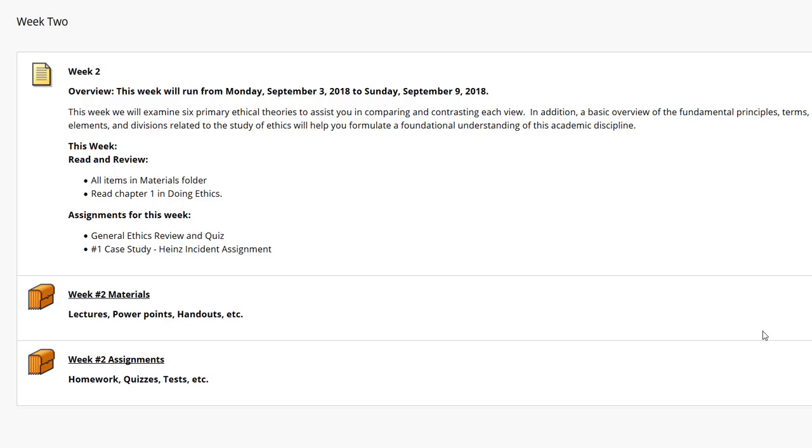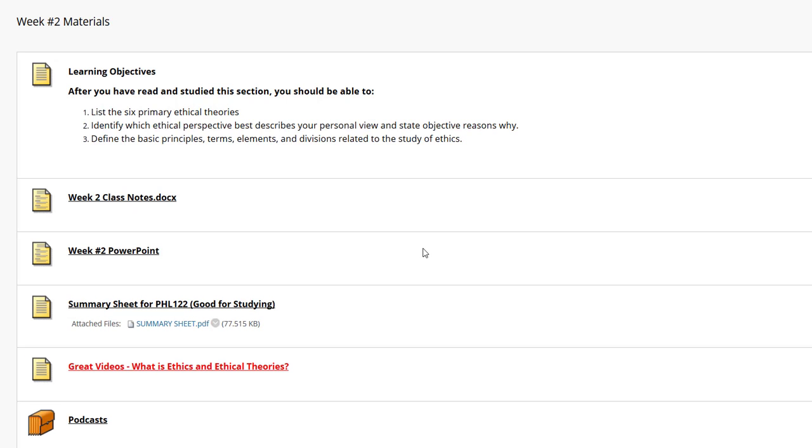For the example on how to meet this standard, I'm using my ethics course. It's an introductory to ethics. And one of the things that we do at Stark State College is we have a template and we put all of our materials into a materials folder. So when the student clicks on that materials folder, first of all, they'll be able to see their learning objectives.